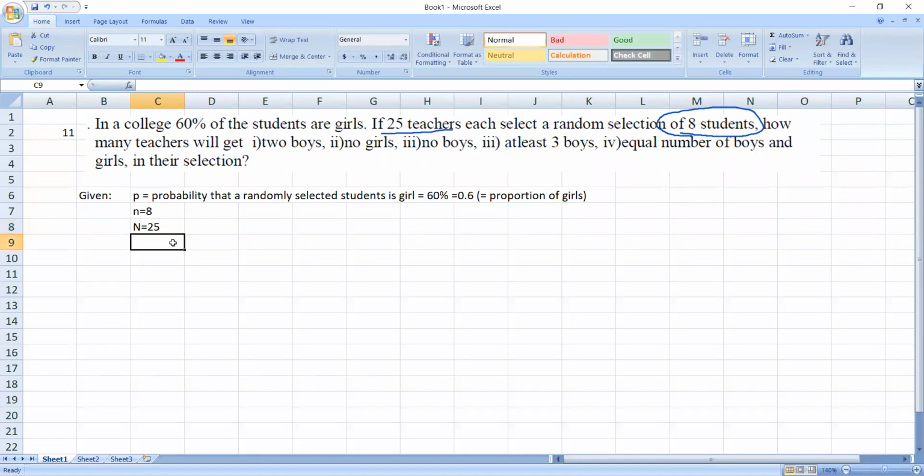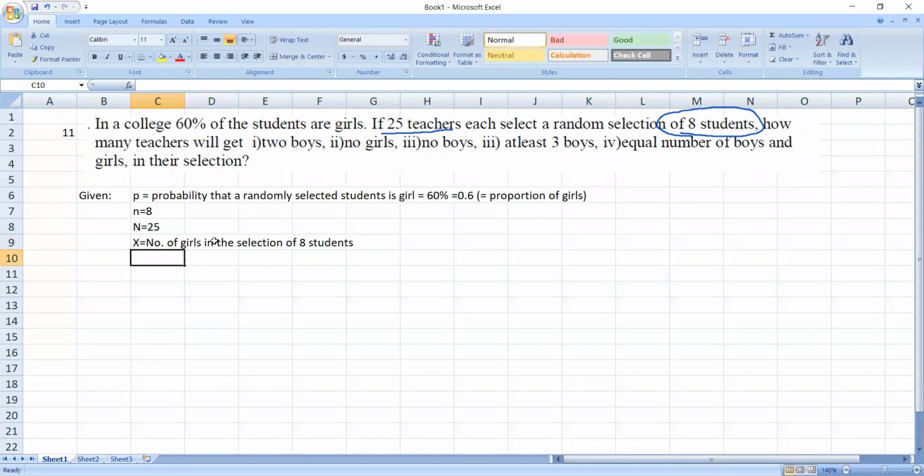So 25 times the binomial experiment is repeated. Now since P is the probability of selecting a girl student, X becomes the number of girls in the selection of 8 students.